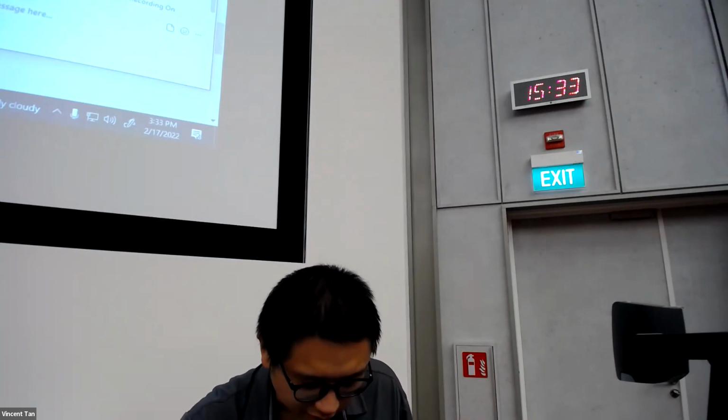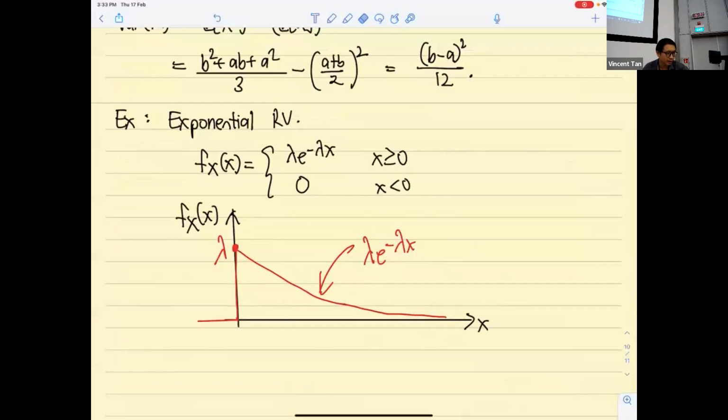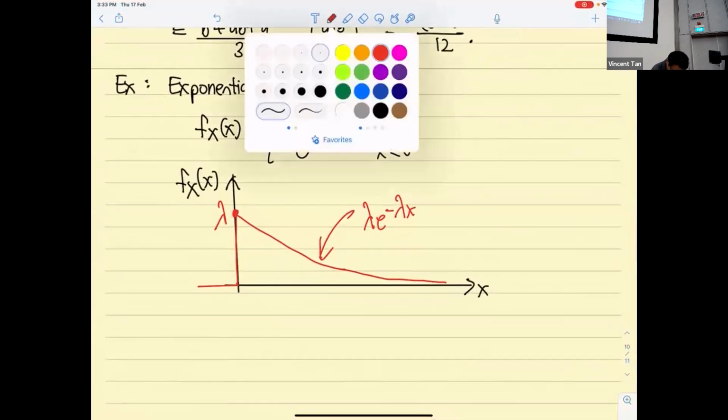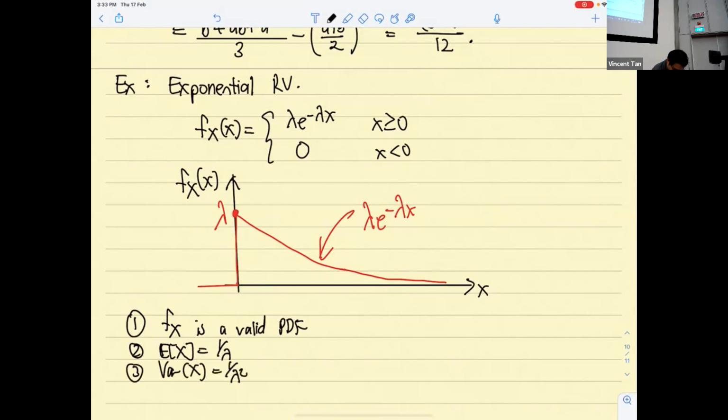So this process is actually very interesting, and it can be modeled using exponential random variables. So it's worth studying this random variable. We want to show three things. Number 1, that the exponential PDF is a valid PDF. Number 2, that its expectation is 1 over lambda. And number 3, that the variance of X is 1 over lambda squared, so that the standard deviation of X is equal to 1 over lambda, which is the same as the mean.